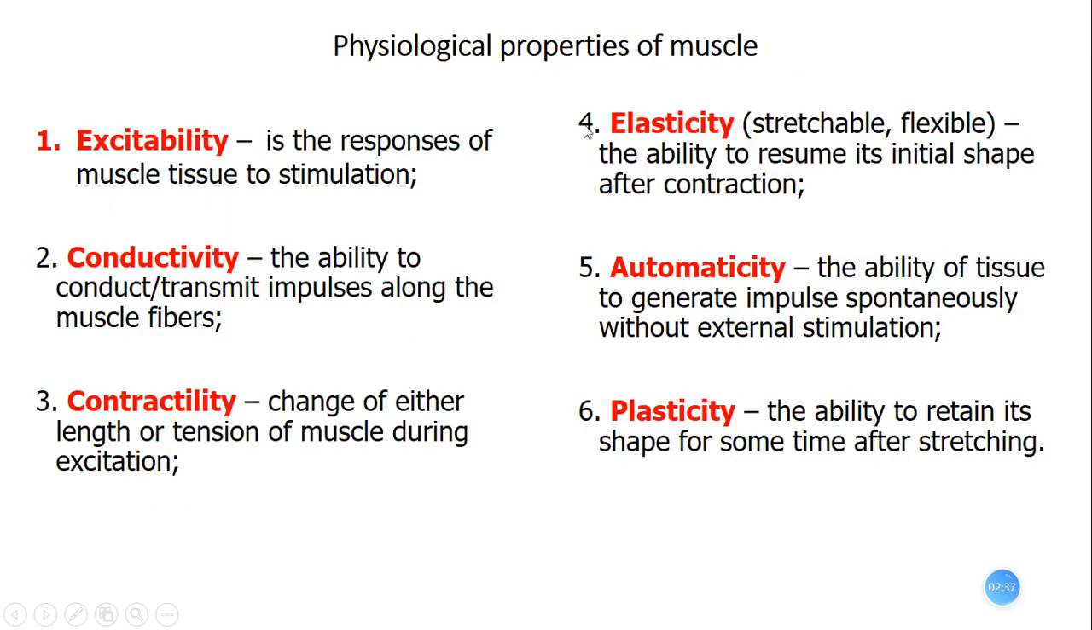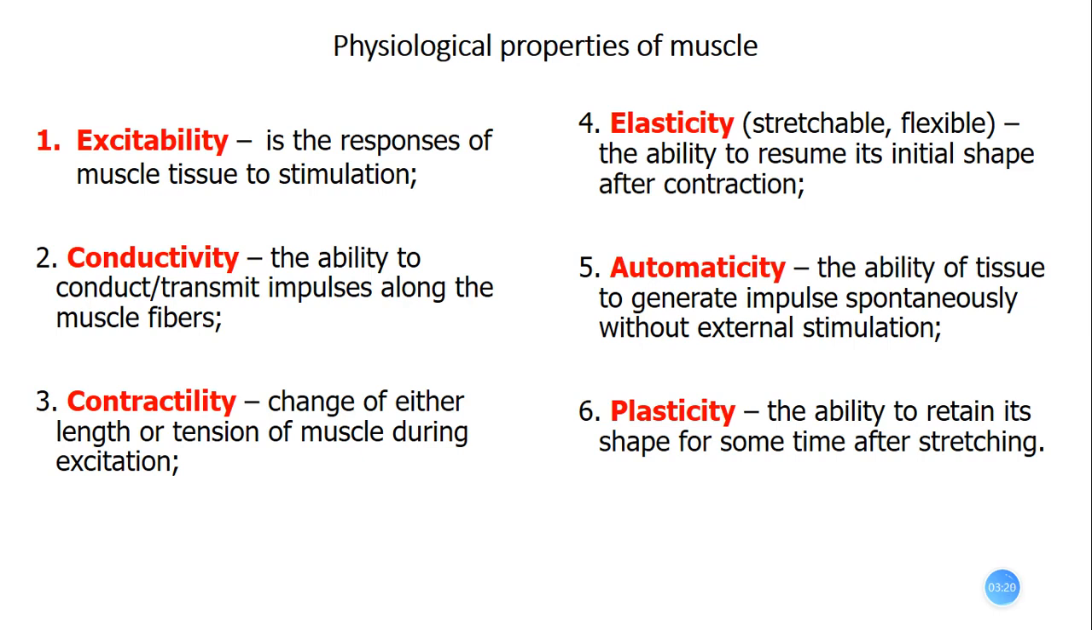And here we have physiological properties of muscles. Usually we have 6 properties. Number 1 is excitability. It's the response of muscle tissue to irritation or stimulation, and its result is usually contraction. And then you have conductivity, the ability to conduct or transmit impulses along the muscle fibers from one side to the next. And then you have contractility. It's the change of either length or tension of muscle during excitation or contraction.